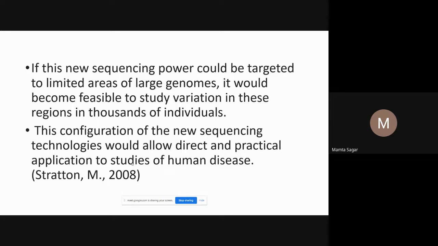This configuration of the new sequencing technology would allow the direct and practical application. So in this way, this will allow the direct and practical application to studies of human disease. Means what are the causes, what are the phenotypic appearance, means how the SNP and DNA polymorphism is responsible for the manifestation of different symptoms of disease. So at the phenotype level, we will be able to observe. So we can compare the sequence variation with the human disease.